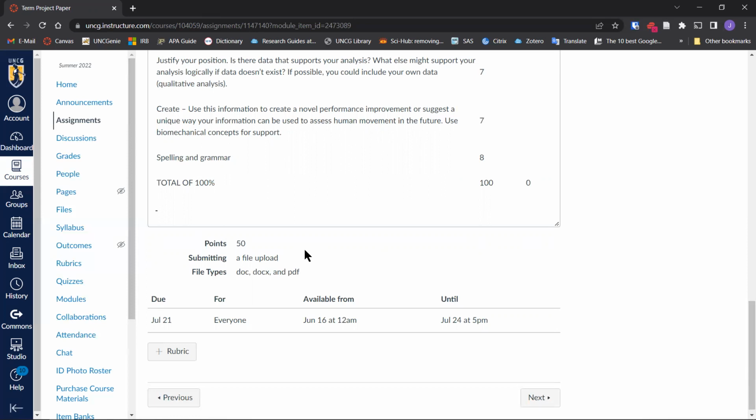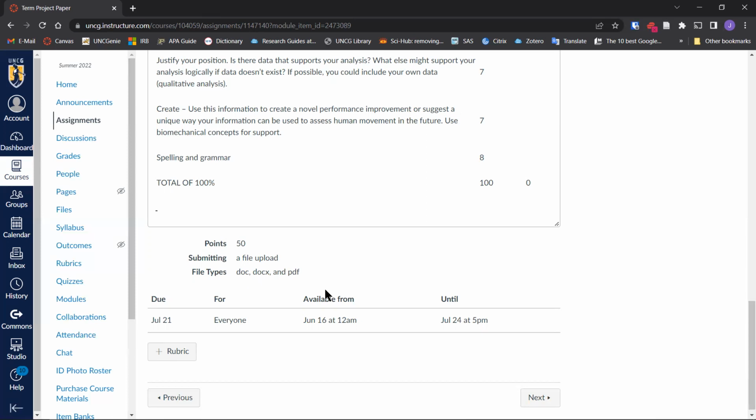It's important that you submit in these file types, because if you don't, most computers can't open any other type of file, and Canvas can't open them either. So it's very important that you submit work in a DOC, DOCX, or PDF file type. Usually when you save your work, especially if you're using Word, it'll ask how you want to save it. Make sure it's saved in one of these.